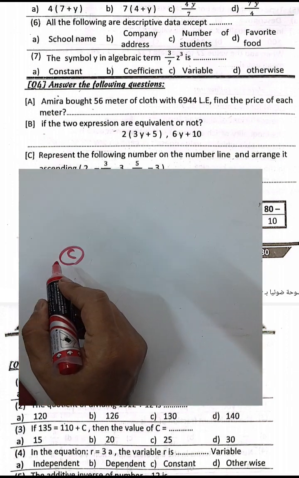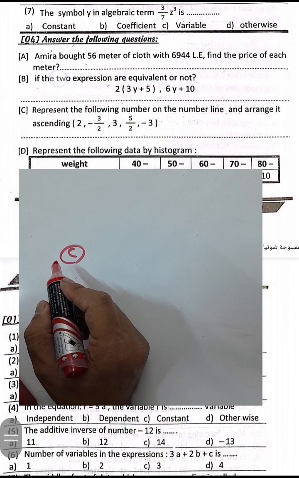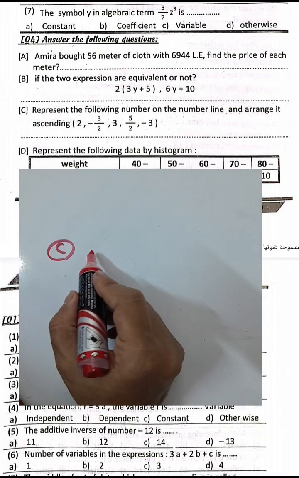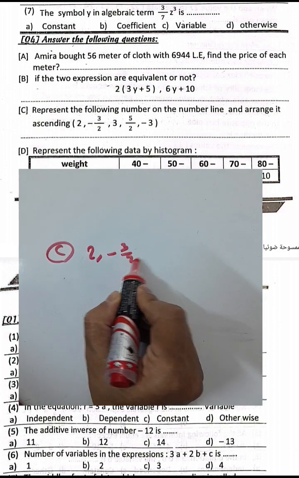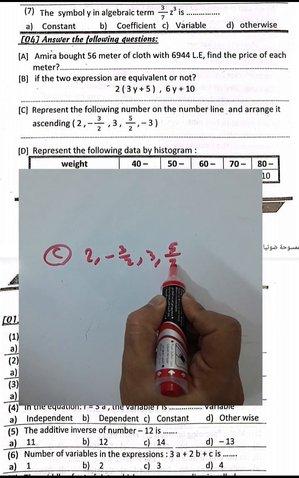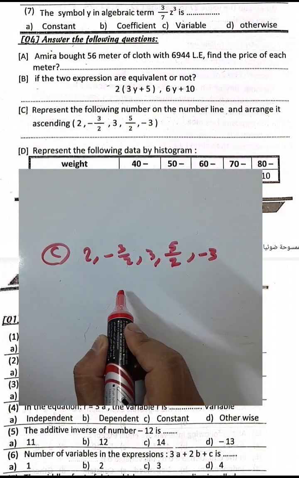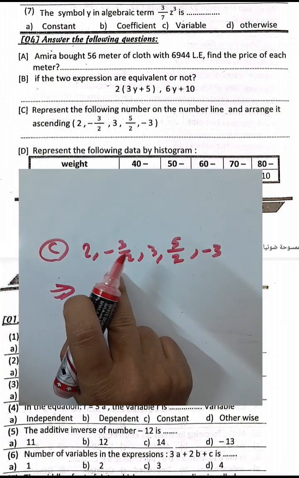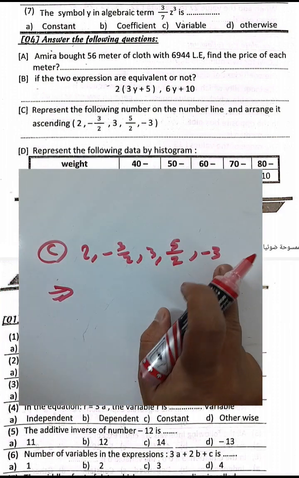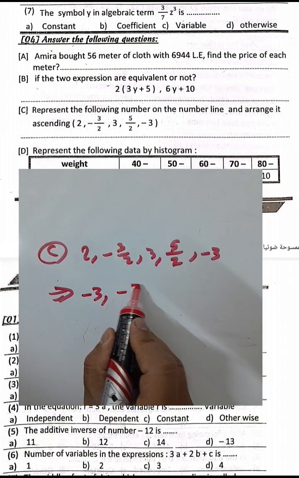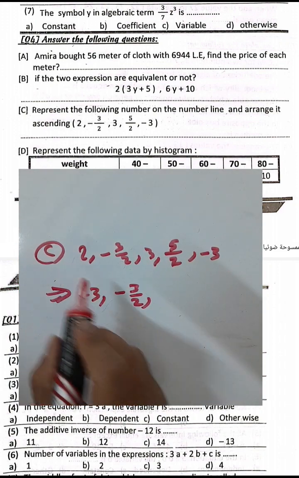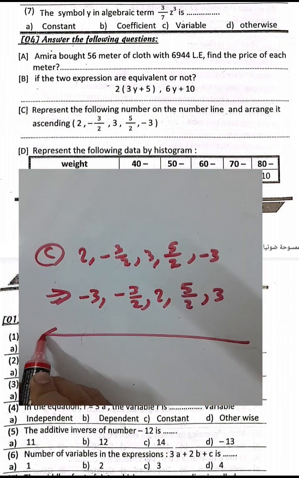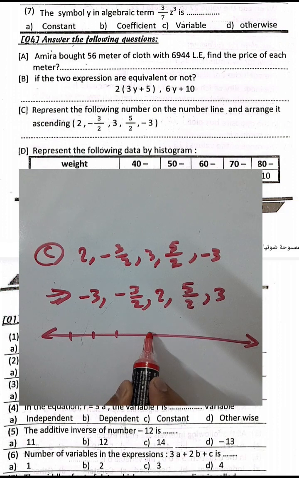Question letter C. Represent the following numbers on the number line and arrange them in ascending order. We have 2, negative 3 over 2, 3, 5 over 2, and negative 3. We can arrange these numbers: negative 3, then negative 3 over 2, which is negative 1.5, then 2, and 5 over 2, which is 2.5, and then 3. Then there is a number line.